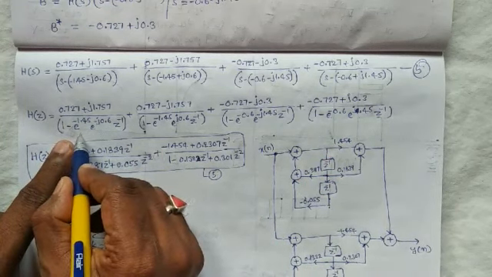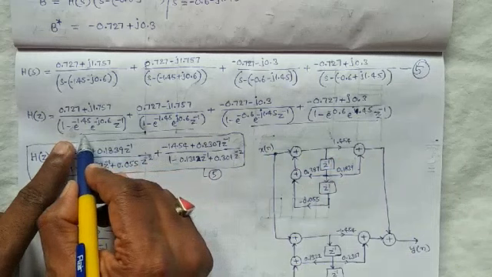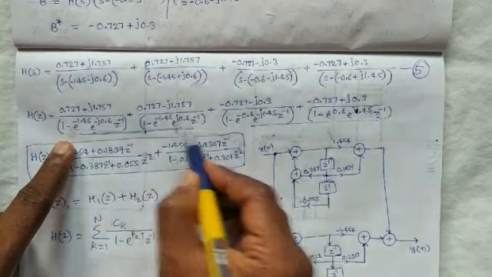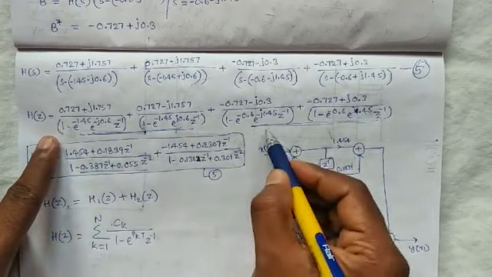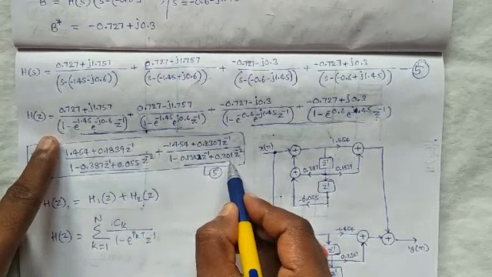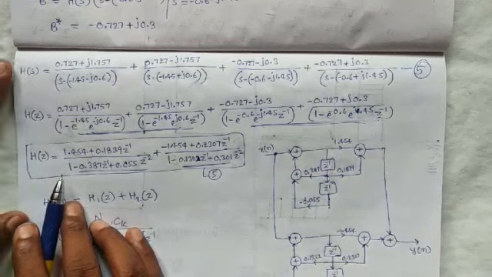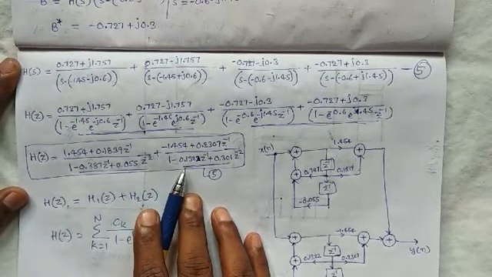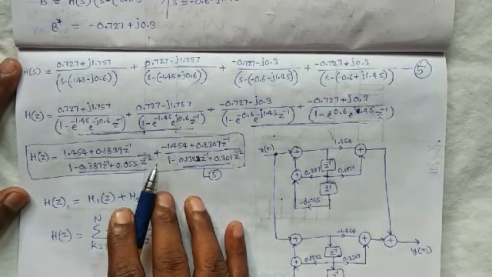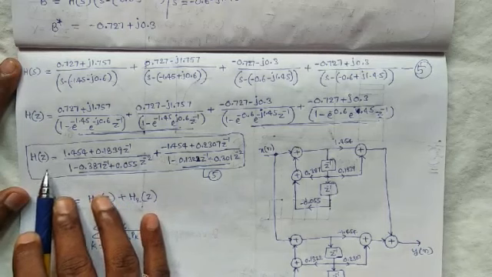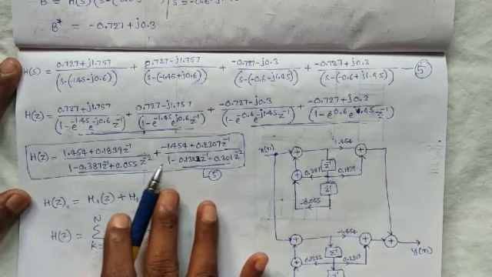Now we are taking the LCM of these two terms, similarly the LCM of these two terms, and simplifying the equation. For this simplification we get the value like this. Here this is the H of z of the given Butterworth filter. We are determining H of z by using the impulse invariance method. Now we are realizing this equation.